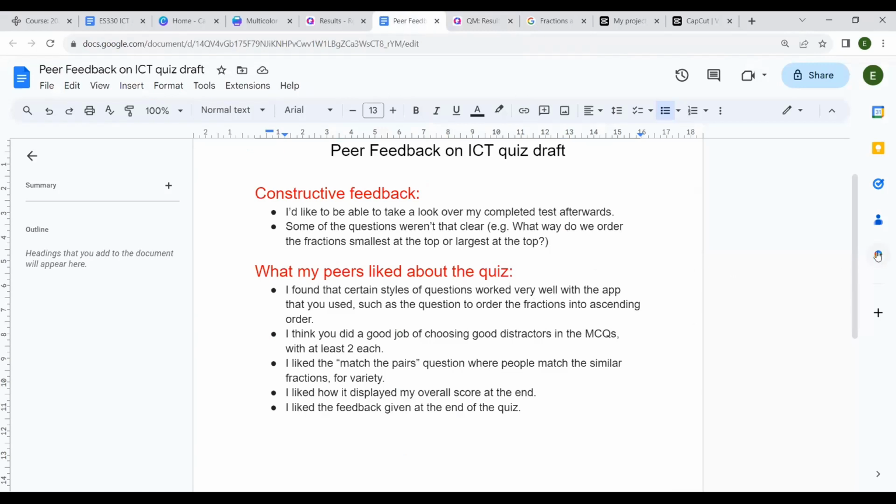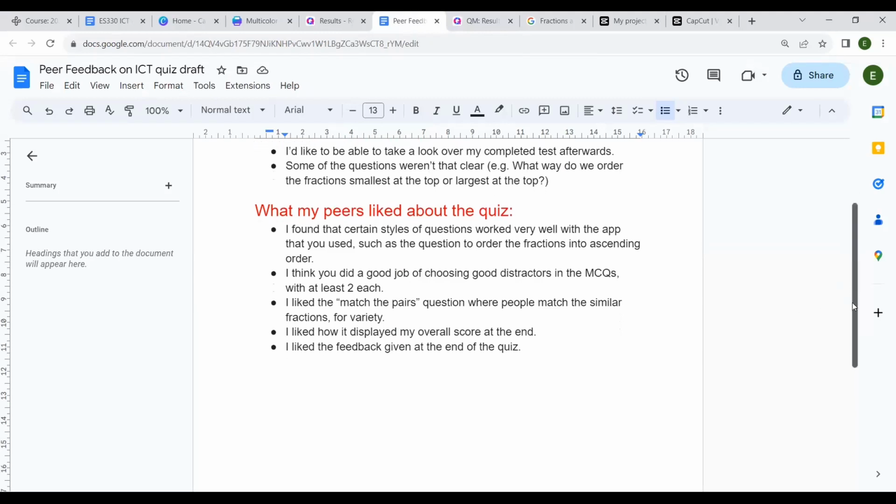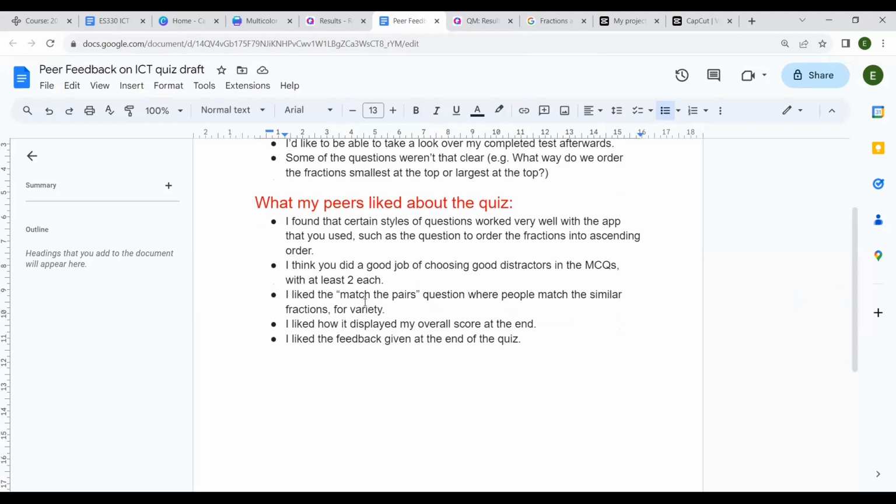And then I had some positive feedback as well. People seemed to like the variety of questions, which is something I really liked about the quiz as well, that it wasn't just multiple choice A, B, C, D. There were some multiple choice questions in it, and I got comments on good distractors, so it doesn't make the answer too obvious. And the matching question added a bit of variety as well. You had to match the pairs of equivalent fractions.